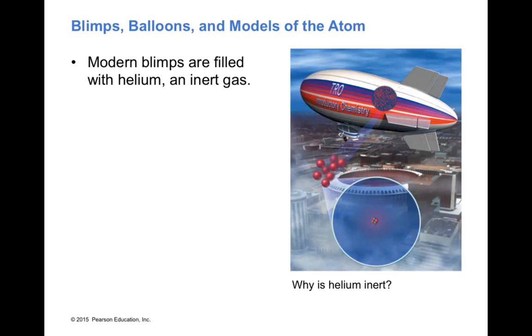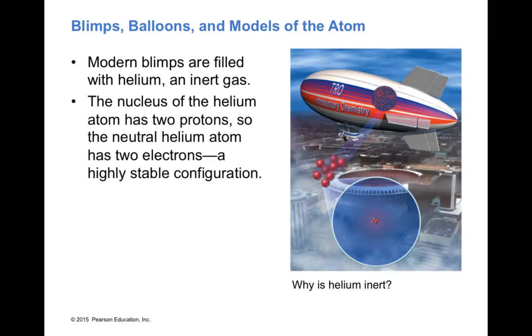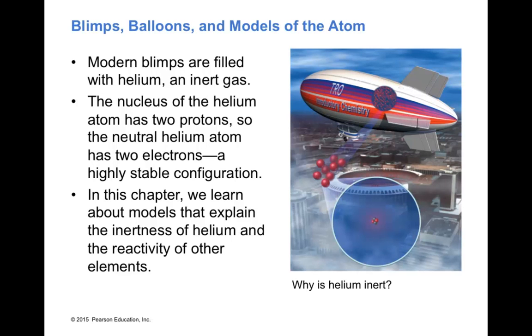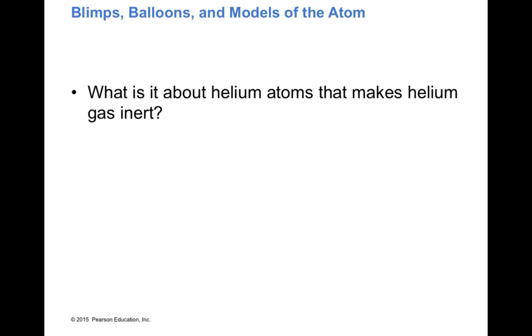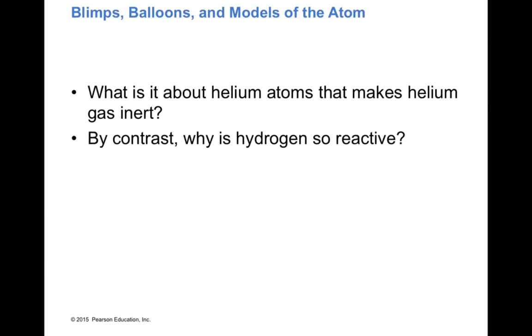Modern blimps are filled with helium, an inert gas. The nucleus of the helium atom has two protons, so the neutral helium atom has two electrons, a highly stable configuration. In this chapter, we'll learn about models that explain the inertness of helium and the reactivity of other elements. What is it about helium atoms that makes helium gas inert? By contrast, why is hydrogen so reactive?